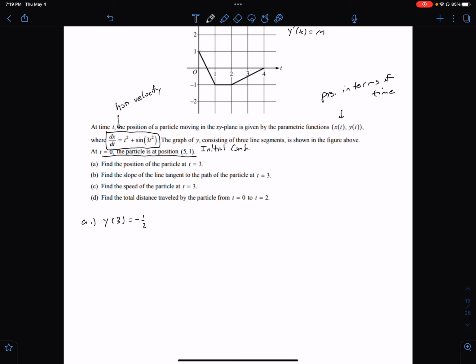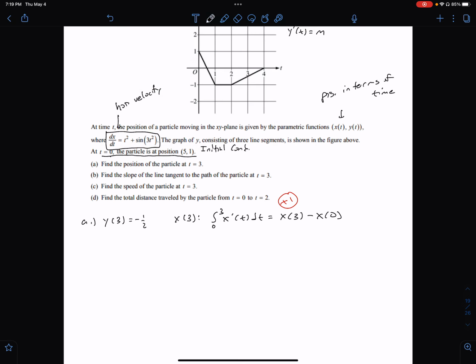Next, we have to find x of 3. Well, to get x of 3, they only gave me the velocity of my x-coordinate, so I have to integrate my velocity. Now, I do know my initial position at t equals 0. My x value is 5, so I'm going to go ahead and use that. So I'm going to go from 0 to 3, the integral of x prime of t dt equals x of 3 minus x of 0. Now, you are going to get exactly 1 point for setting all of that up.